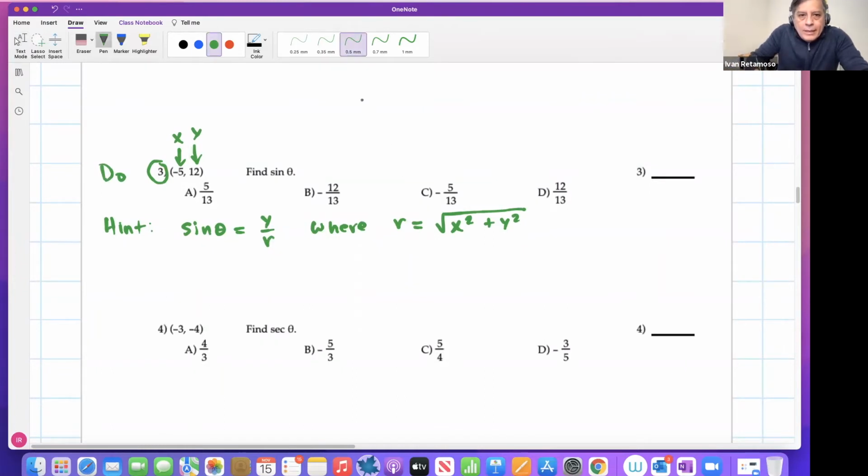And maybe I can draw a diagram here, maybe it helps. The angle is located at 1, 2, 3, 4, 5 to the left, and then 1, 2, 3, 4, 5, 6, 7, 8, 9, 10, 12 up here. Somewhere there. -5, 12. This is the terminal side of the angle. There's a point there, this point. This is the angle. Let's call it theta.